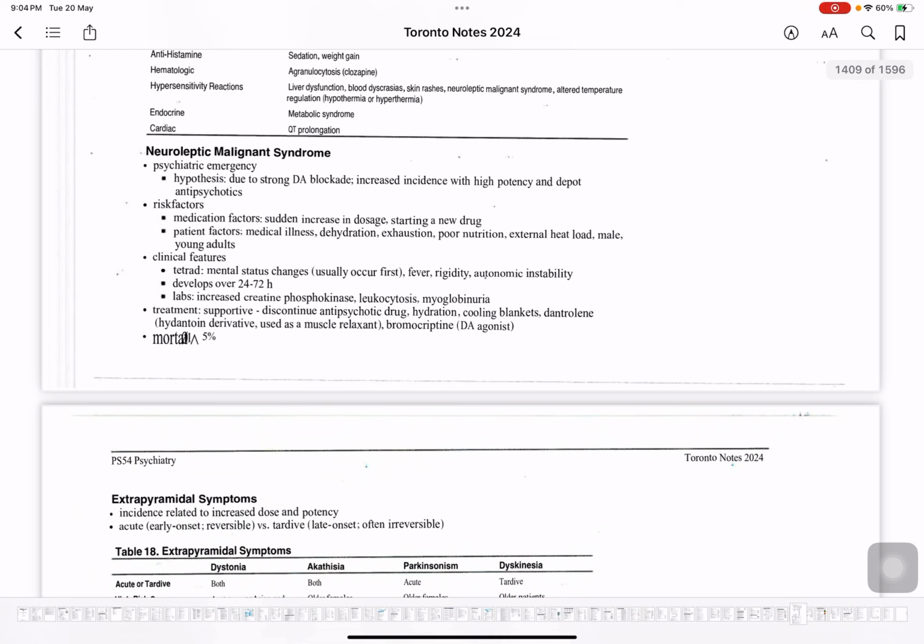Clinical features: how would the patient present? Mental status change usually occurs first. Fever, rigidity, and autonomic instability develop over 24 to 72 hours. Increased creatine phosphokinase, leukocytosis, and myoglobinuria. There will be myoglobin in the urine, leukocytosis, a high WBC count, and the creatine phosphokinase will be elevated. That means the muscle is wasting.